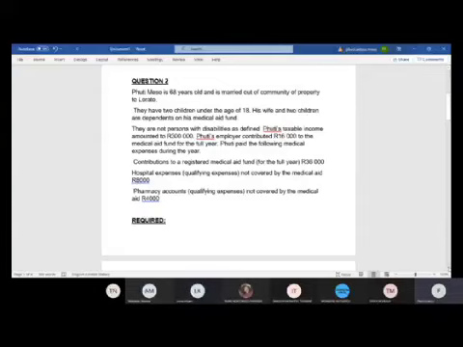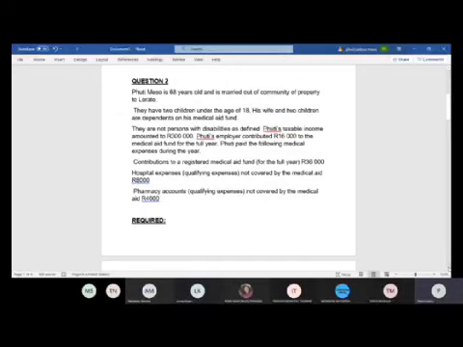We're just going to do one portion of this one, and then we'll move on to the theoretical part of learning unit 3. Right, question 2 says that Pujimeso is 68 years old, and is married out of community of property to Lerato. We have 2 children under the age of 18. His wife and 2 children are dependents on his medical aid fund. They are not persons with a disability as defined. And Puji's taxable income amounted to 300,000 rand, and the employer contributed 16,000 rand to the medical aid fund for the full year. Puji paid the following medical expenses during the year.